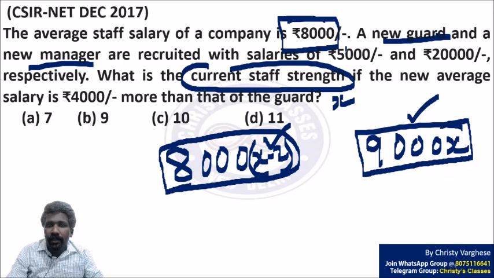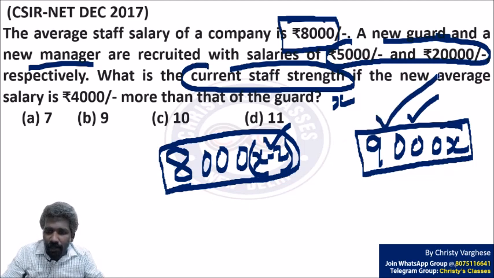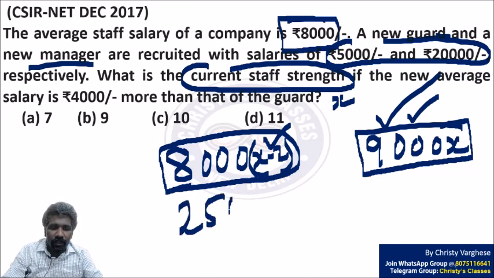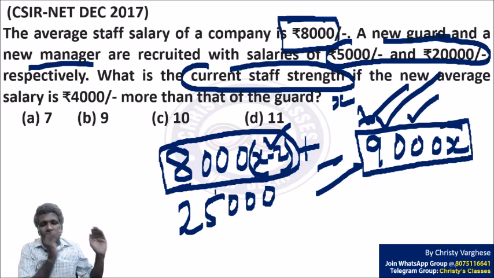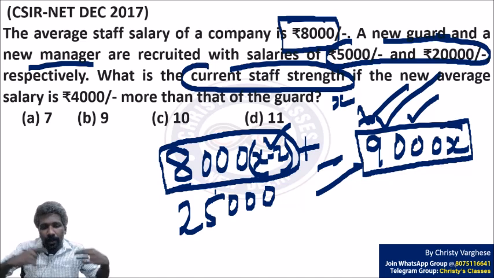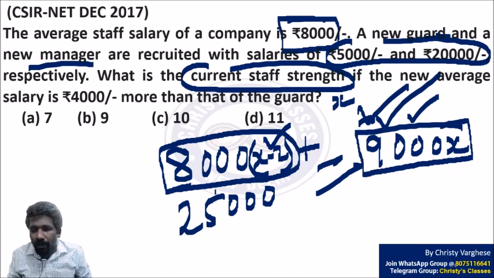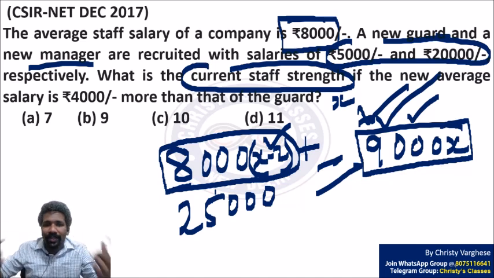And now what happened? This 5,000 and 20,000 is added to the salary. That will be equal to the new total money spent by the company. So to the 8,000 into X minus 2, you are adding 25,000 rupees. That should be equal to the right hand side, 9,000 X. All the money spent on X minus 2 people plus the money spent on 2 new people will be the money spent on all the X people together.